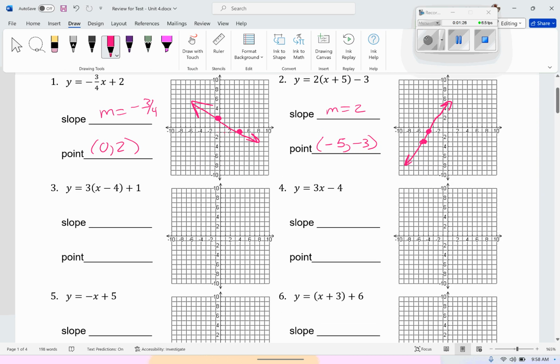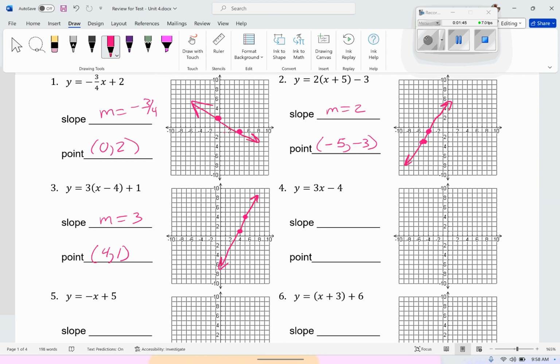The next problem is in point slope form. So our point is going to be opposite inside the parentheses, same outside. Our slope is going to be 3. So I'm going to have 4, comma 1. Our slope is going to go up 3, right 1 from that point. Connect the dots, put an arrow on both sides of your line.